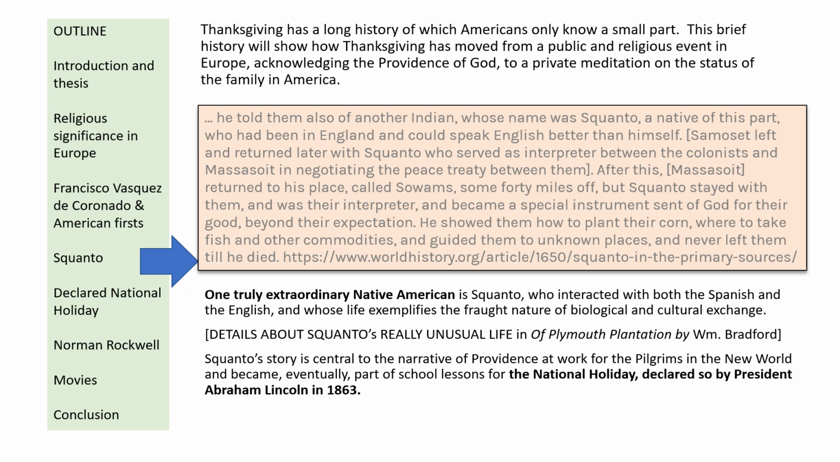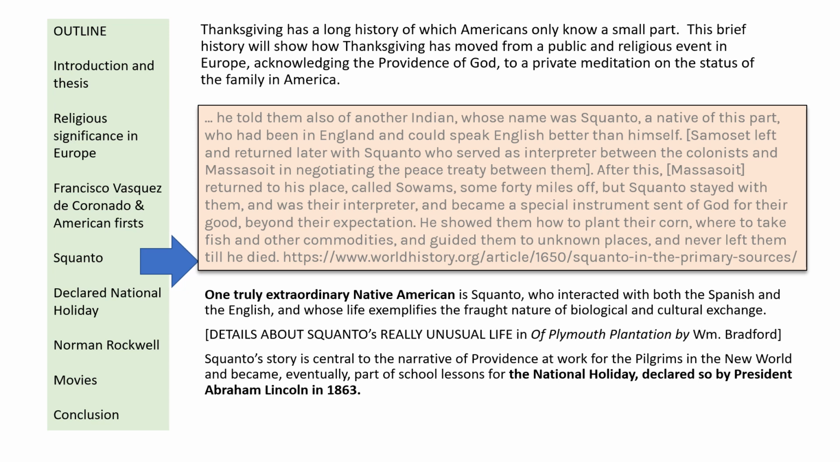And so he was one of two people on the entire East Coast capable of speaking English. And he was sent by his adopted chief to the newly arrived pilgrims, and they survived because of his help. So he is really central to the narrative of providence at work for the pilgrims in the New World. And he became part of school lessons. You probably learned about him. And so I've got that linked from the New World and an extraordinary Native American.